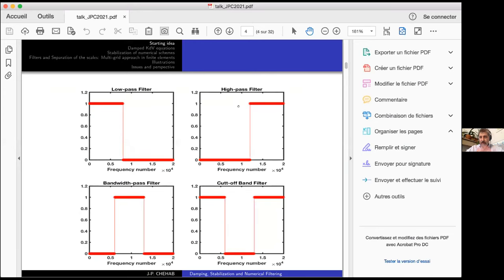To give a very simple illustration of what we mean by filters, here you have four very classical cases. The low pass filter, when multiplied to a function in Fourier space, means that you keep the low frequency components and you kill the high frequency ones. The high pass filter is exactly the contrary. And you can, of course, select a band of frequencies with the band pass filter, or, at the bottom right, the cutoff band filter. In this talk, we will deal only with low pass and high pass filters. But when considering several bands of frequency, you can play with band pass or cutoff band filters.